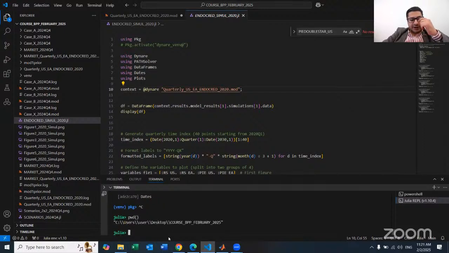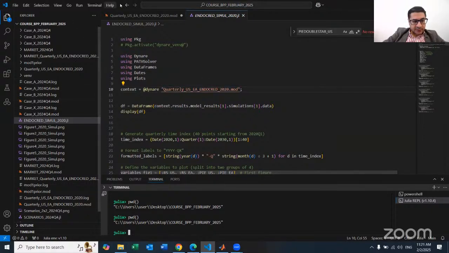In Julia, in your terminal, you can type pwd() with square brackets, press enter, and it shows in what directory we are currently operating. So it's the users desktop course BPP February 2025. Okay, then we are at this folder, and in this folder, I have the mod file called quarterly US EA and OCRE 2020.